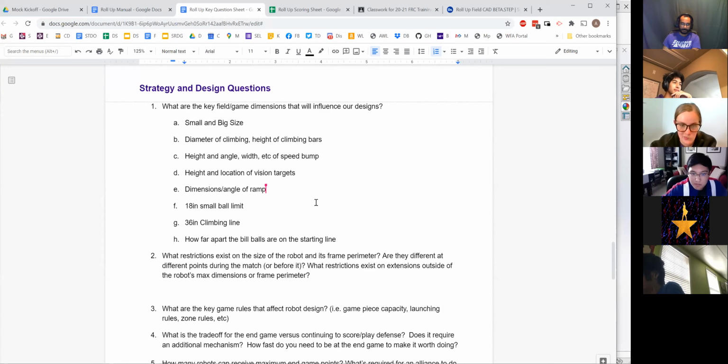Also, just where the goals are, is that included in any of the ones we said? Like how far away, how high? Dimension, angle of the ramp. Yeah, we can add goals to this. That's reasonable, because all of that's going to matter, but it's really hard to type all of that out in any sort of dimension.